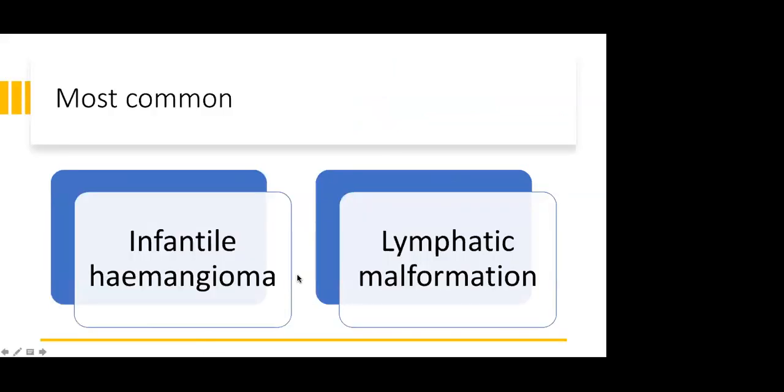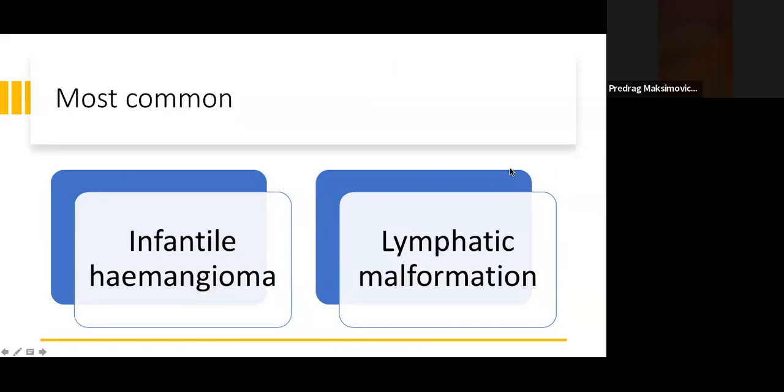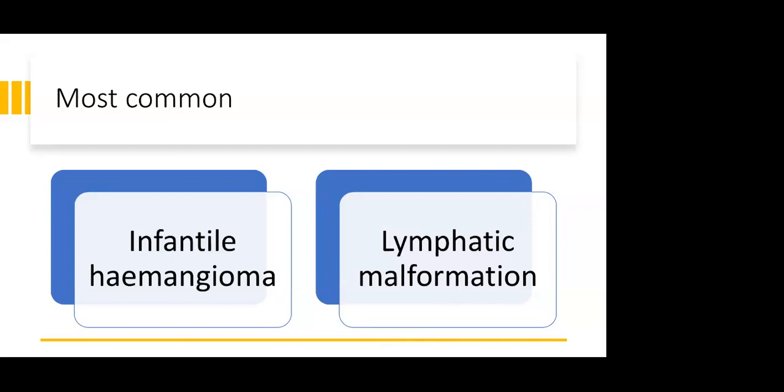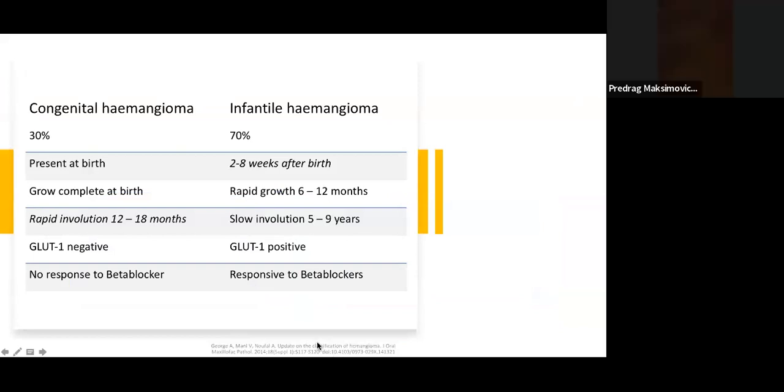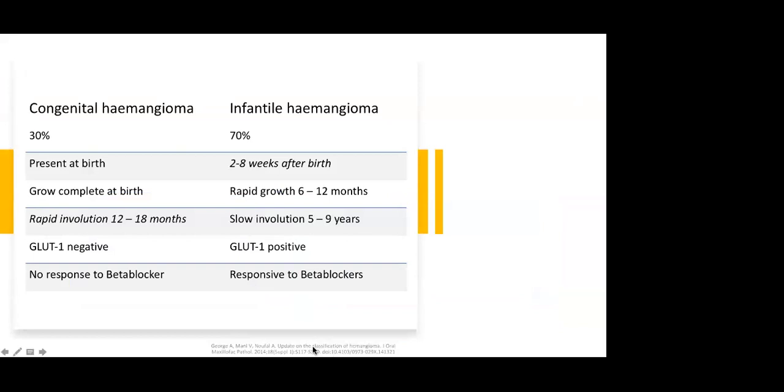patients. So the most common two vascular anomalies are infantile hemangiomas and lymphatic malformations. Those are, I think, the two of most importance to us. So looking at infantile hemangiomas, they need to be differentiated from congenital hemangiomas because they are treated quite differently.